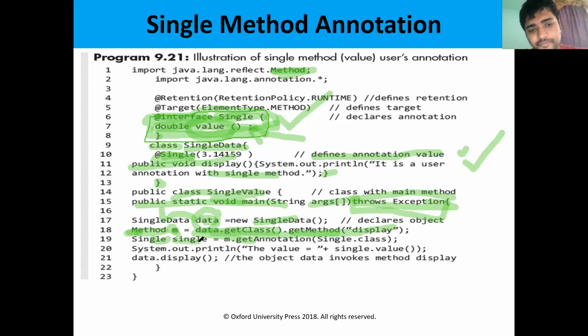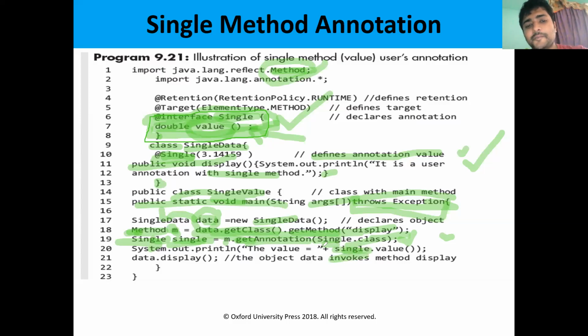And then I am creating an object for the annotation also. The annotation name is Single, and the object name is single, equal to m.getAnnotation(Single.class). Single is the annotation name, and .class is the syntax, that means target class, ElementType, Single.class. So this is getAnnotation, which is present in the class Method. And then we are printing the values, single.value.